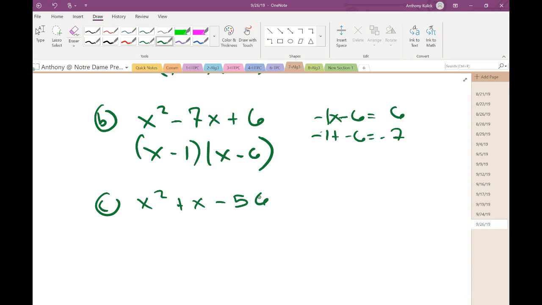How about x squared plus x minus 56? What does this factor to? Negative 7 and positive 8 are the two numbers at work, so we can write x minus 7 times x plus 8.